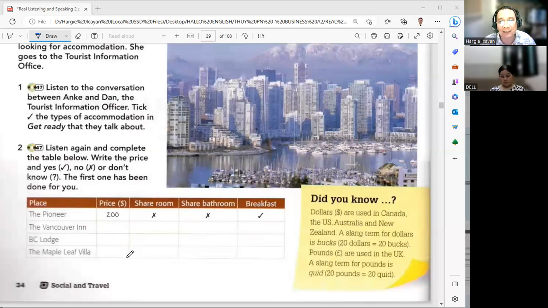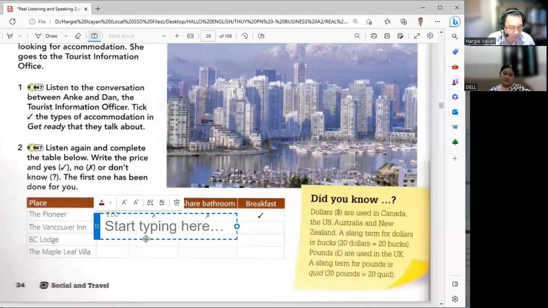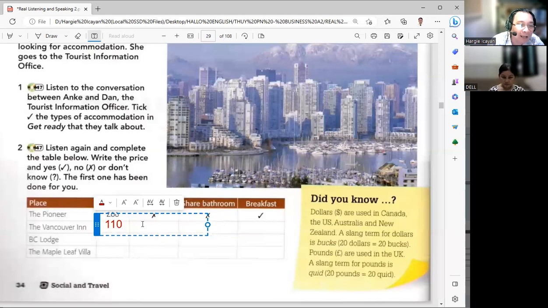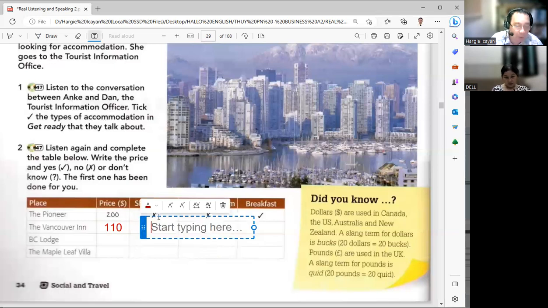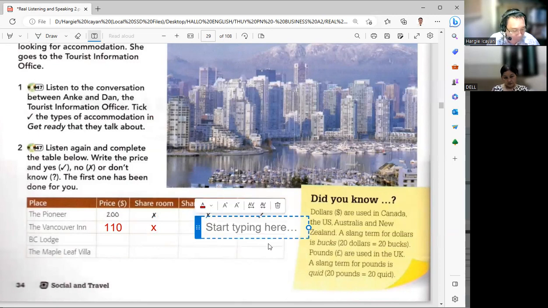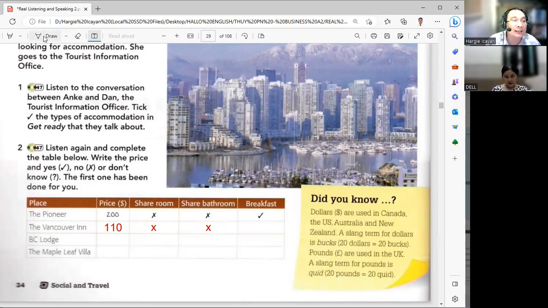Then there's another hotel that Dan also suggested. What would it be? It's the Vancouver Inn, right? How much do you think would be the price of the Vancouver Inn? 110. Yes, so that's going to be 110 bucks for a night. But of course, the 110 bucks for a night is quite expensive, right? But in this particular hotel, she will not share a room. She has her own room, right? She has her own bathroom. That's right. And breakfast is included, right?